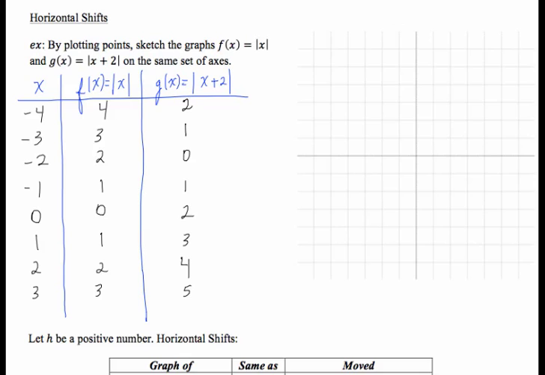Okay, this gives us enough points to plot. I'm going to graph f in black again. So absolute value of x, we know, technically I didn't need to plot these points because we already know their values. It's a V shape. The right half has a slope of 1. The left half here has a slope of -1.